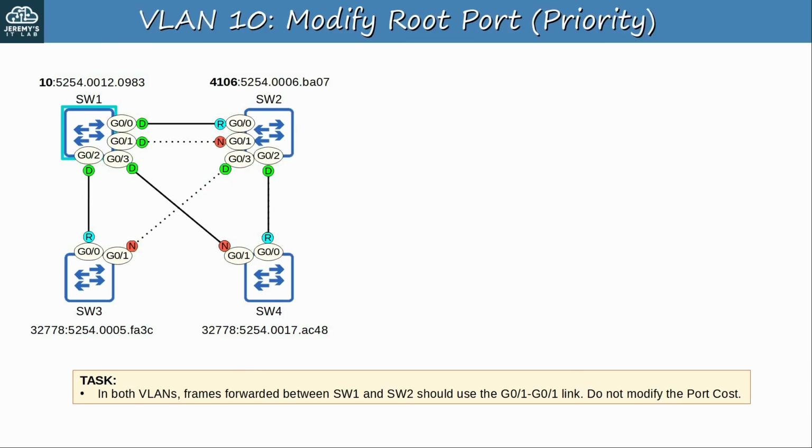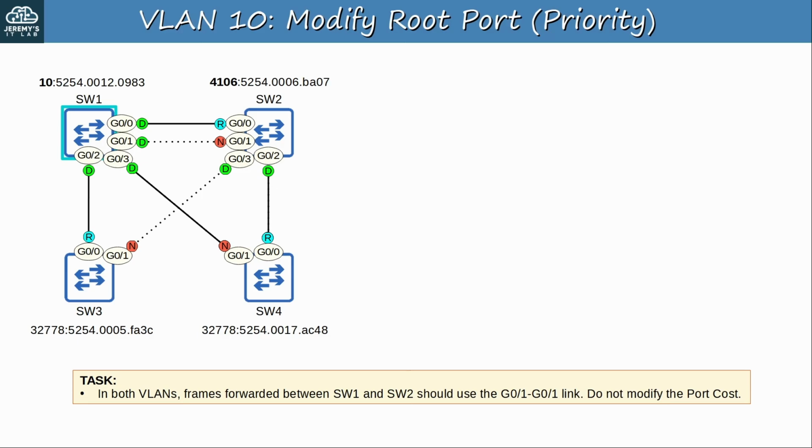Let's do it for VLAN 10 first. Currently, traffic between switch 1 and switch 2 uses the G00-G00 link, because G00 is switch 2's root port. So we want to influence the root port selection process. The instructions say not to modify the root cost, so we must modify the port priority.